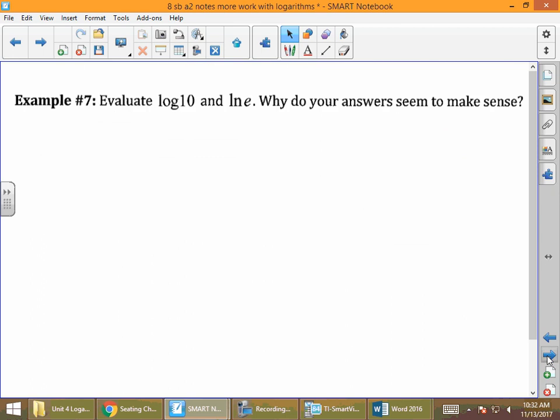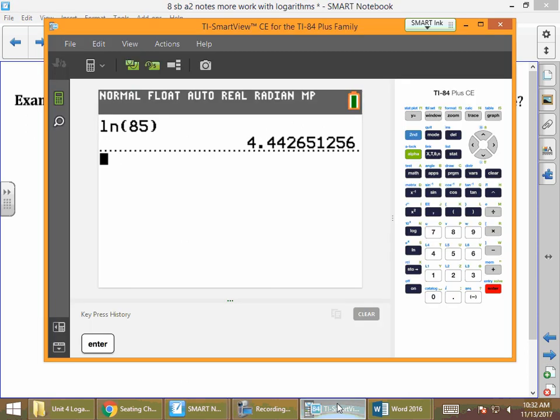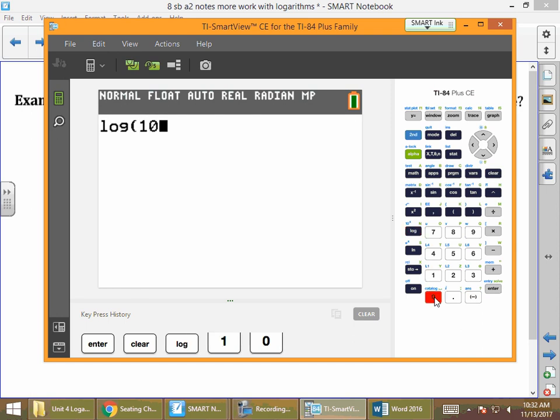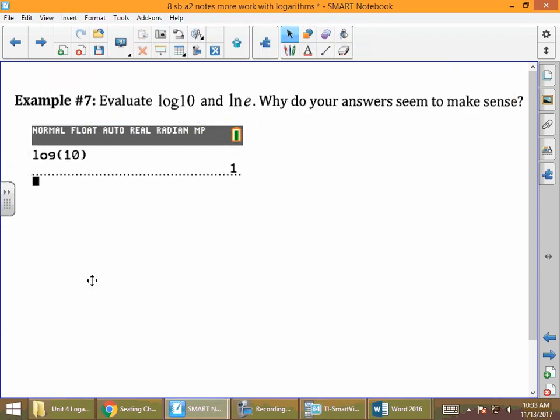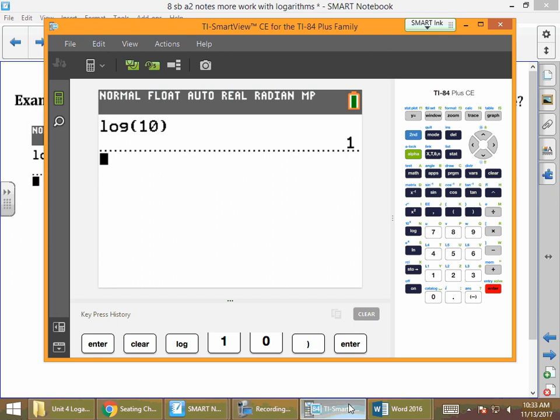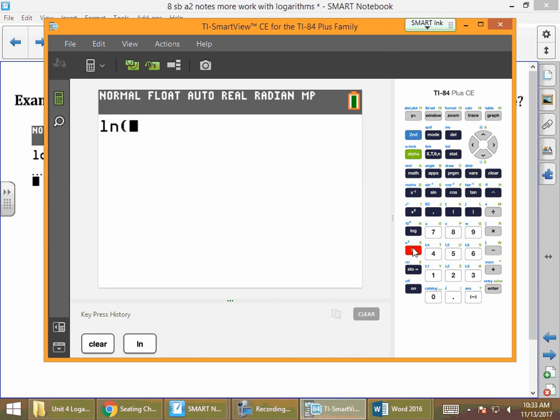Lastly, evaluate log of 10 and log of e. So we're going to use our calculator to finish this last problem. Log of 10. Type it in. Log of 10 is 1. Let's look at natural log of e.